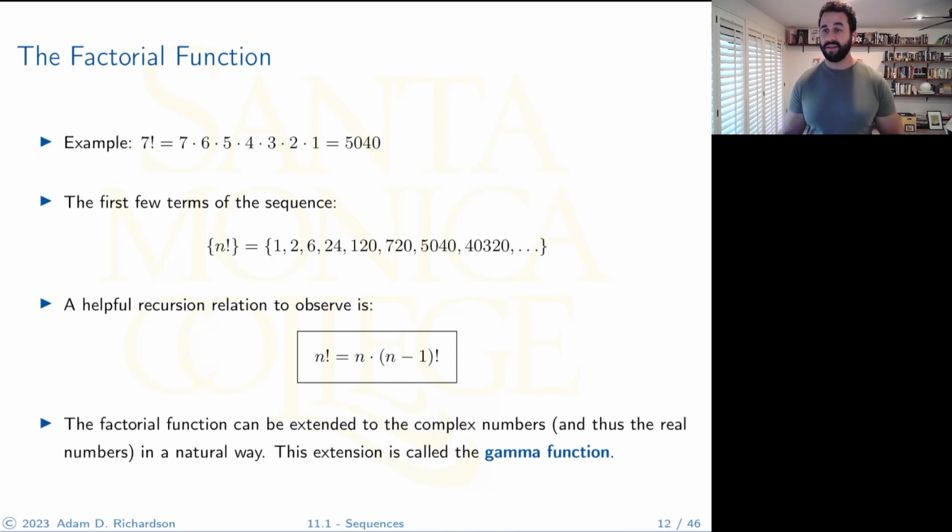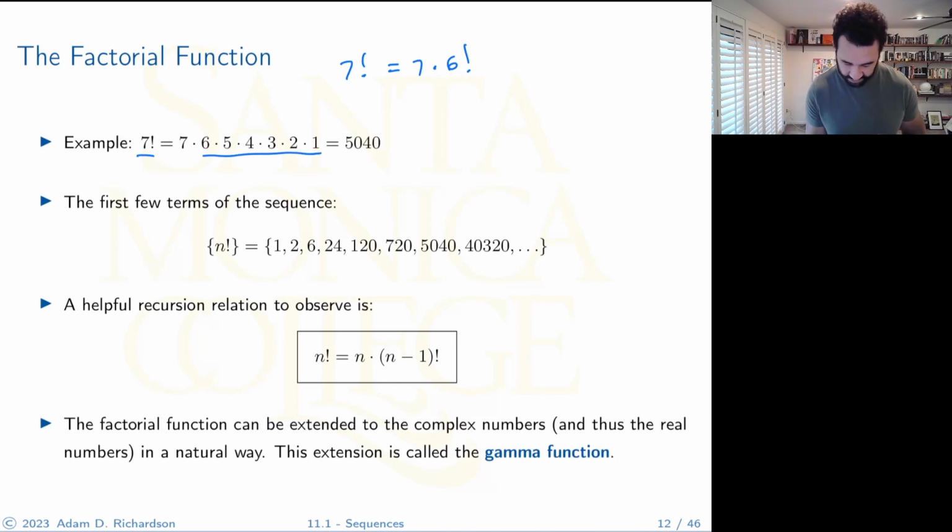Now, one of the cool things about the factorial function is that it's got a recursive relationship. So if you want to get n factorial, you can just do n times n minus 1 factorial. And this can be really handy if you're trying to do ratios of factorials because you get a lot of cancellation. Just to give you an example, 7 factorial is equal to 7 times 6 factorial, because 6 factorial is 6 times 5 times 4 times 3 times 2 times 1. And that's the recursion relationship with factorials.